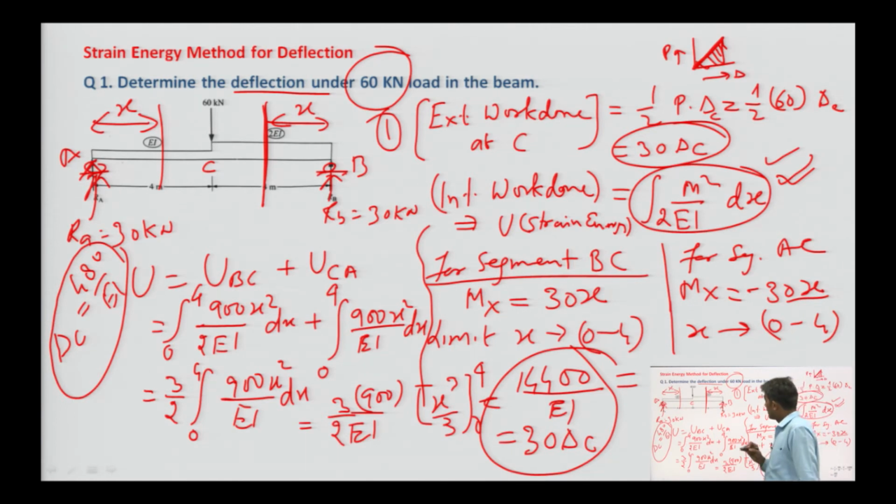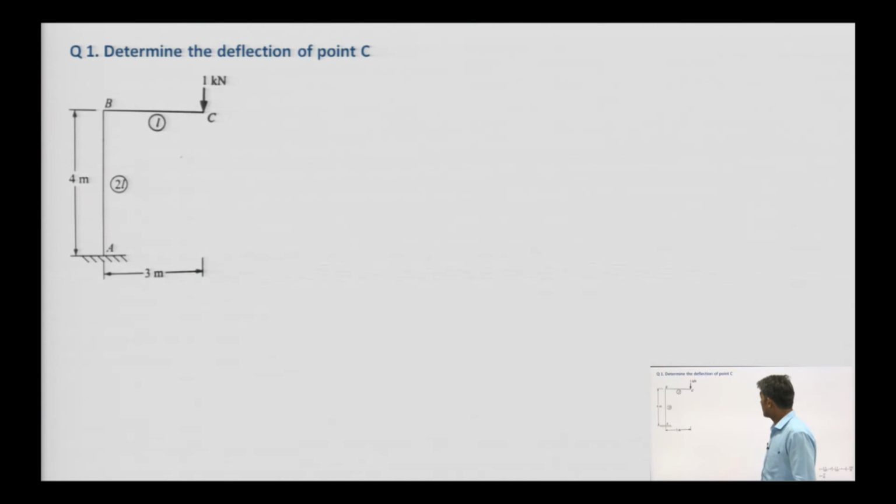And internal work done is the strain energy. Use this formula for flexure. You may choose different segments if the cross-sectional area changes, or if the property of the structure changes. Find the total strain energy, and then equate these two to get the value of delta C. So, this is the basic step in calculating the deformation.